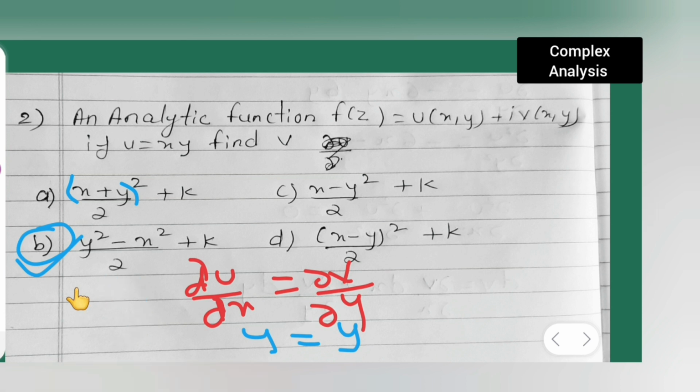So this is the small trick to find out the correct options without wasting much of the time.